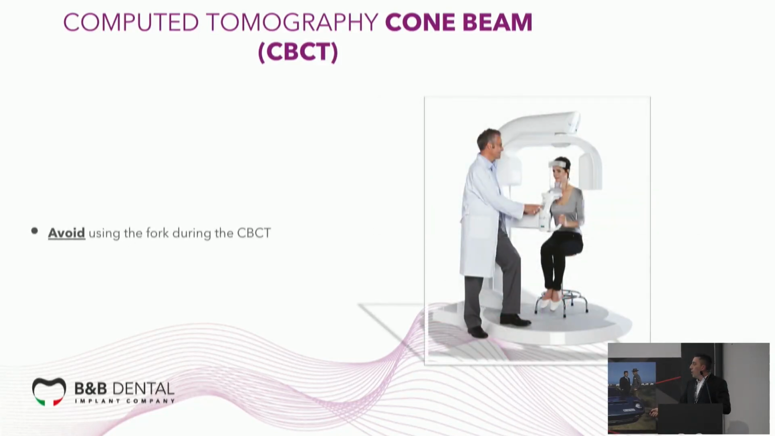Avoid using the fork of the CBCT, because the fork could move the radiological template, mostly for total edentulism. In case of total edentulism, you must avoid using the fork, and for partial edentulism, you can use the fork if you want to stabilize the head of the patient, but it's better not to use the fork.